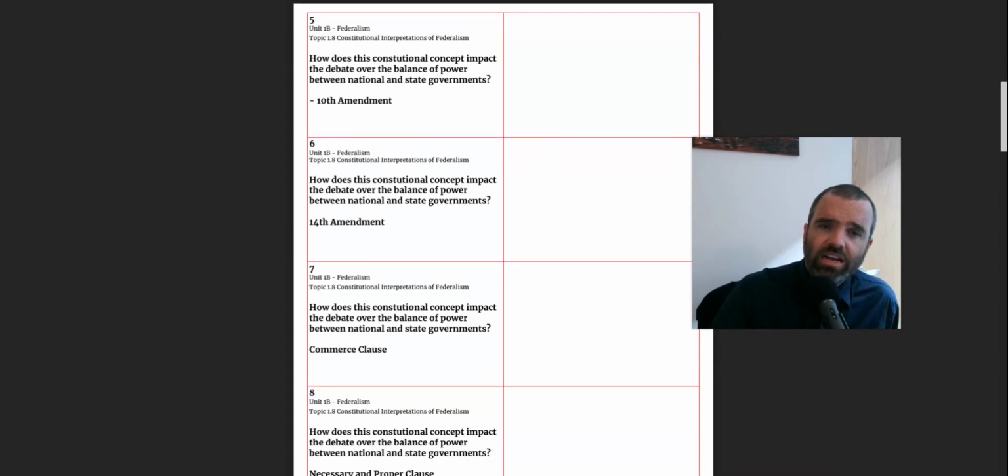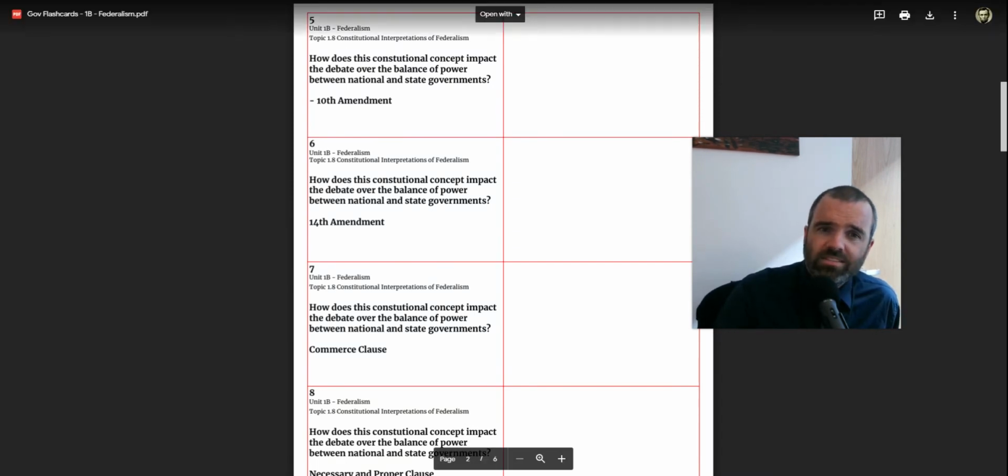If we're going to take a look at the constitutional concepts here, we take a look at the 10th Amendment. So how does the 10th Amendment impact the power of the state versus the national government? The 10th Amendment is a part of the Constitution that gives power to the states. It says powers not given to the national government or prohibited to it by the Constitution are reserved to the states. So any power that the federal government doesn't have is inherently a state power, and that certainly is a broad limit on federal power.